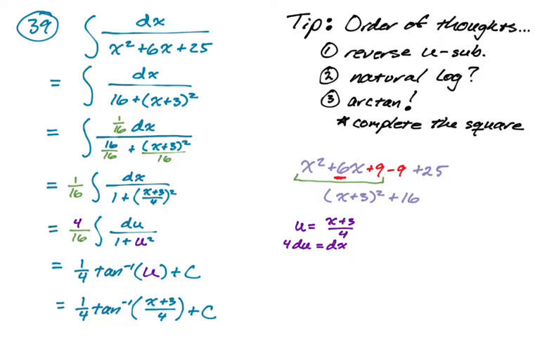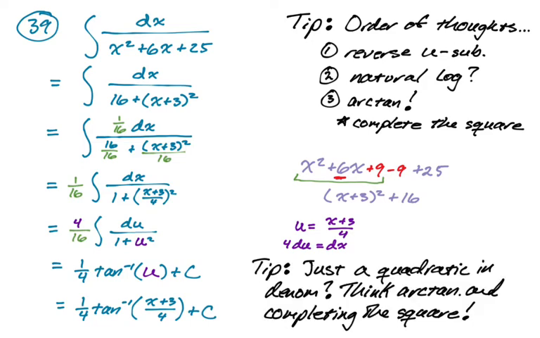I think in the next one you'll see frequently arctan and natural log kind of come together as like a thing. But let's see, I'm just going to write it down. So if you have just a quadratic in the denominator, you should immediately think this is probably arctan and try completing the square and see how it goes. So practice completing the square, look for quadratics in the denominator, you should be good to go.